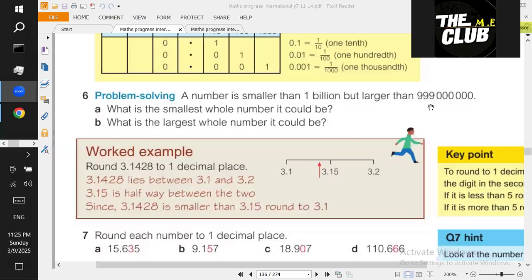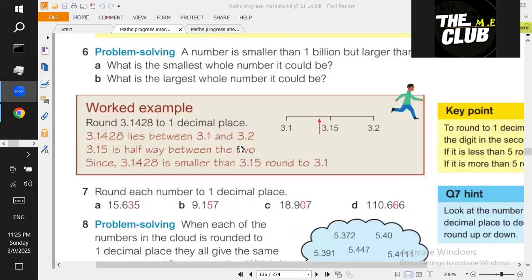It can be 999 million and 999,999. So this is the largest it can be. And the smallest it can be is 999 million, all zeros and 1. Okay? Now, let's move on.